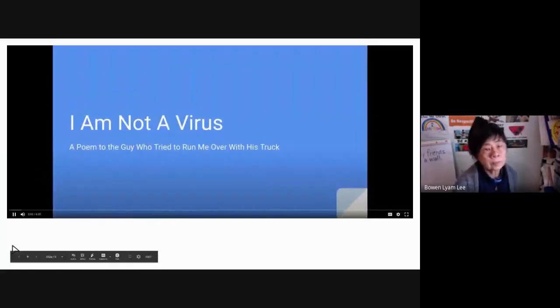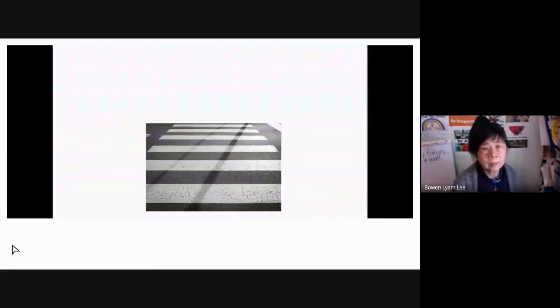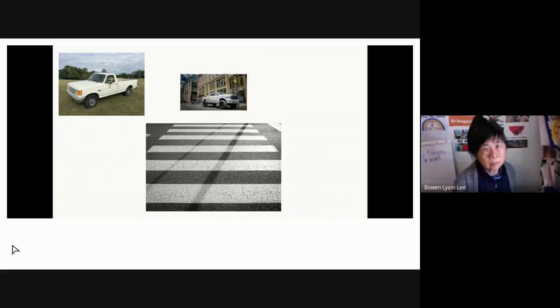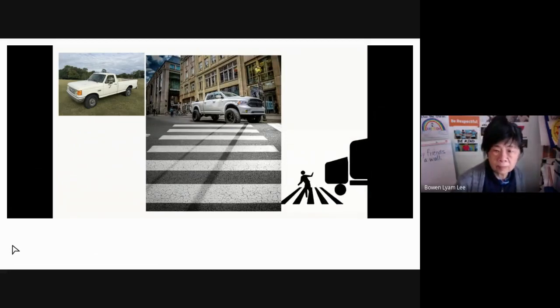I am not a virus. A poem to the guy who tried to run me over with his truck. I was crossing the street in my neighborhood. This white truck stops at the intersection. It starts turning as I'm still in the middle of the street. I'm thinking he'll slow down, but he doesn't. In fact, the driver turns the wheel and heads straight for me. He's looking straight at me. He's not smiling. I hurry up and get out of the way just as he nearly brushes against me. Then he speeds off down the street.